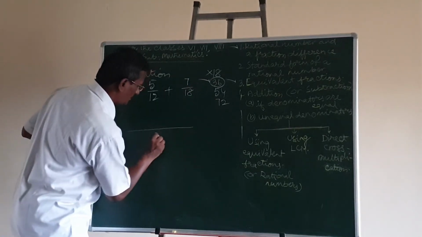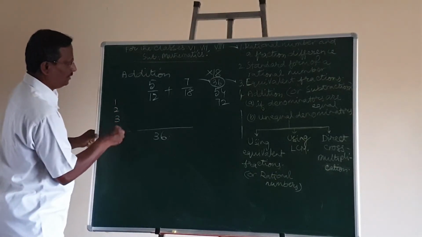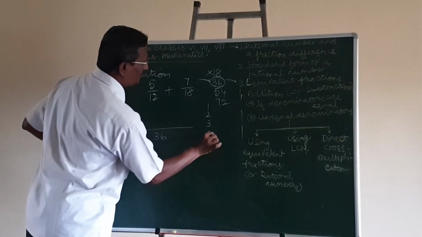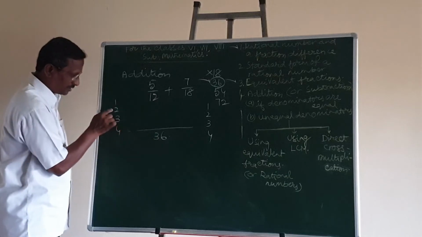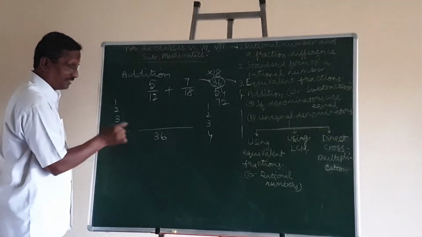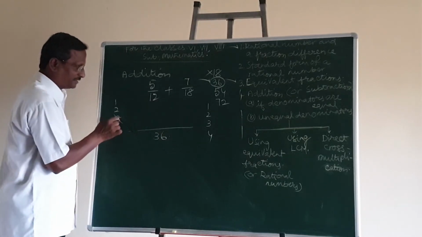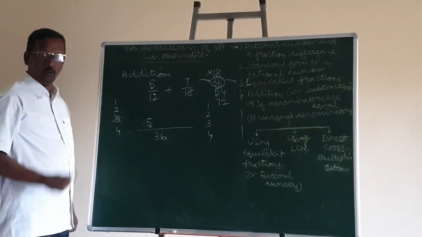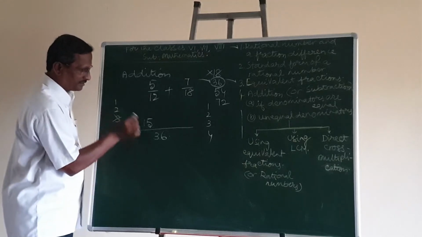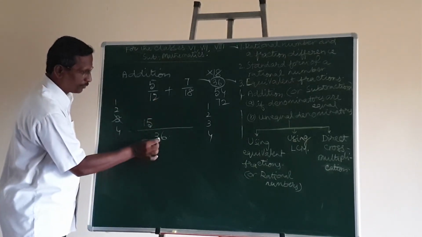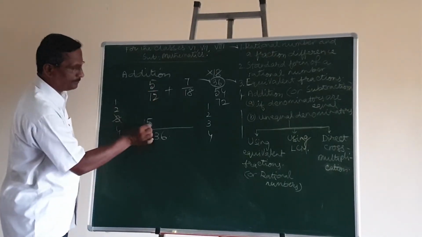Now, with 36 we do like this. 1, 2, 3, 4. Here, 12 ones are 12, it's not 36. 12 twos are 24, it's not 36. 12 threes are 36. With 3, 12 threes are 36. Therefore 5 threes are 15. Hope you have understood. Simple integers are written: 12 ones are 12, no. 12 twos are 24, no. 12 threes are 36, yes. Therefore 5 threes are 15.